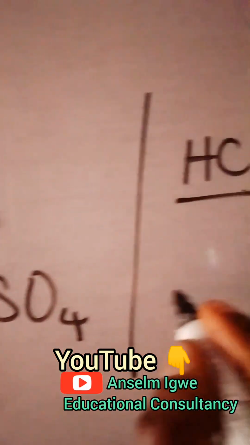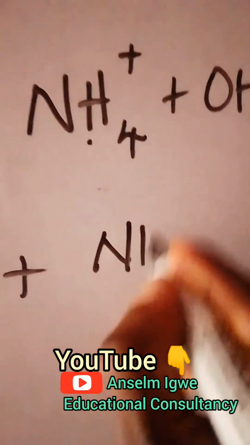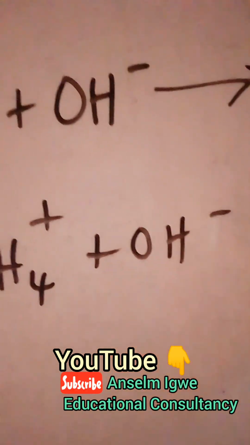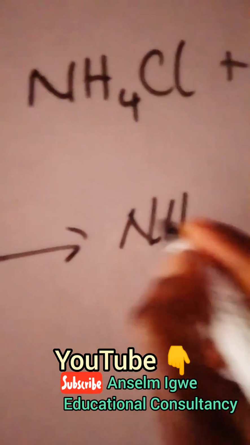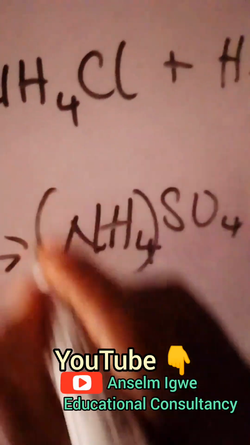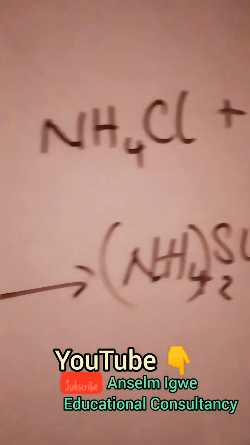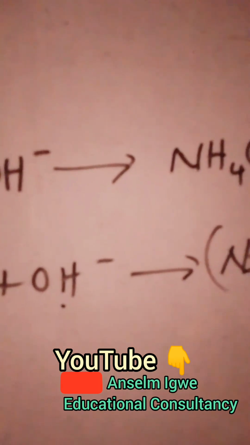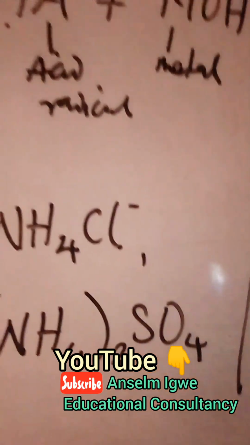Here, this salt may have been formed from tetraoxosulfate 6 acid reacting with aqueous ammonia, that is ammonium ion plus hydroxide ion, to form ammonium sulfate plus water. Let me just forget about balancing the equation. So these are examples of ammonium salts where the positively charged part of the salt is the ammonium ion.